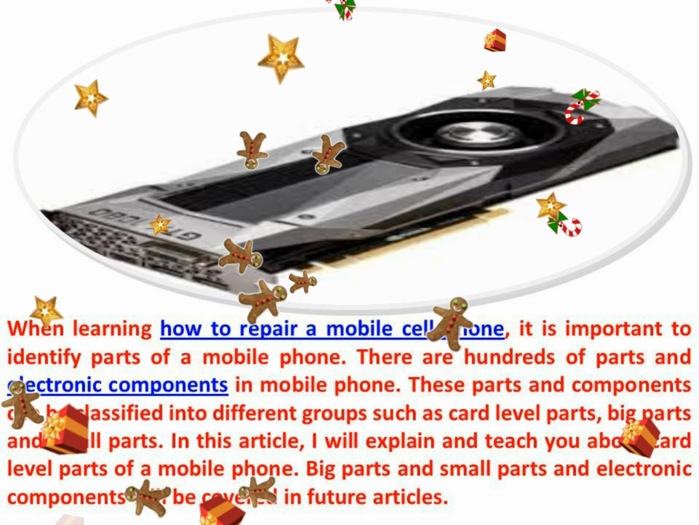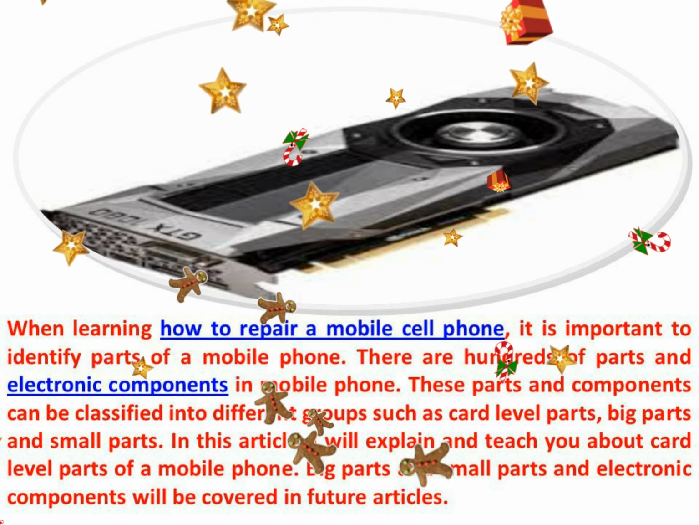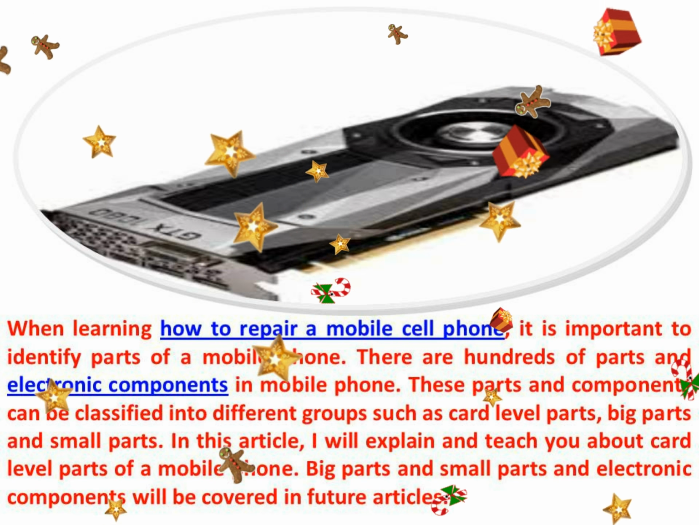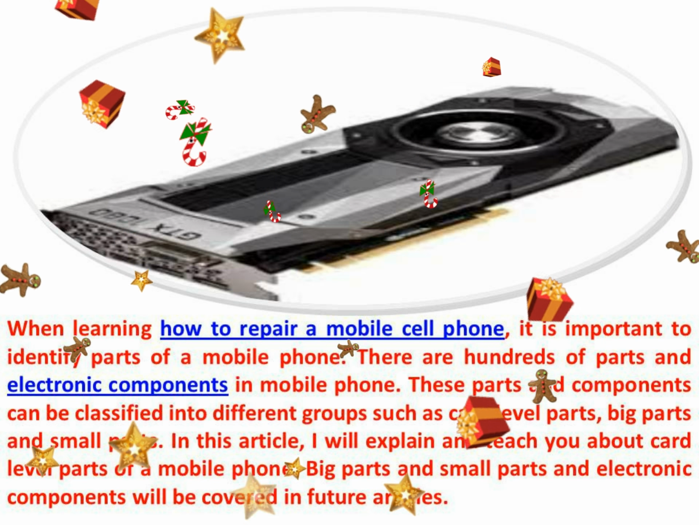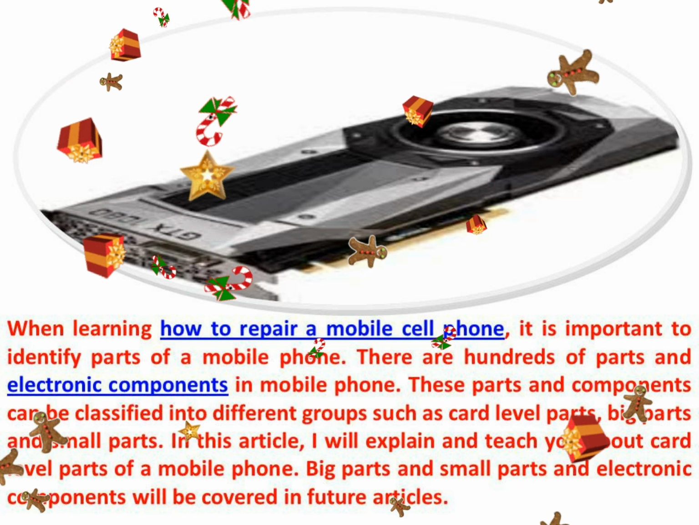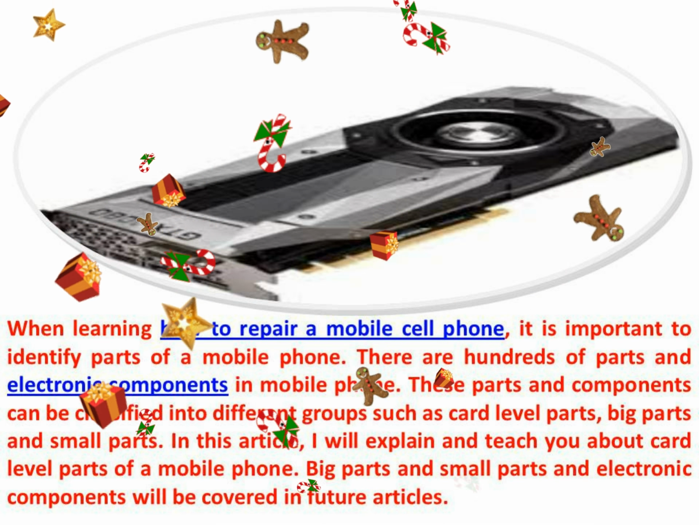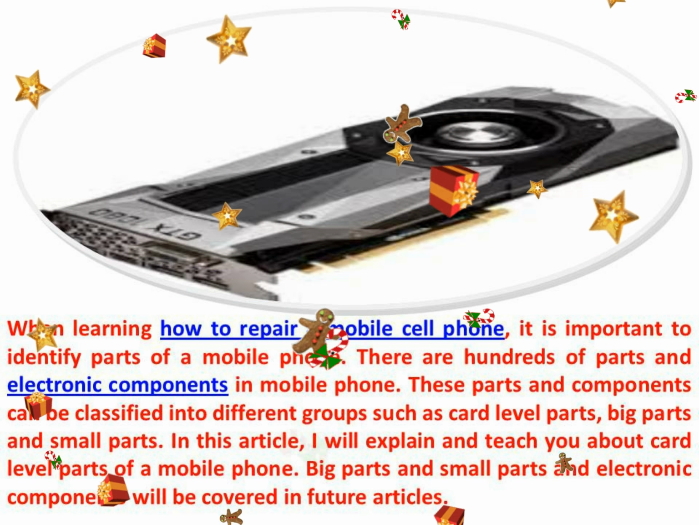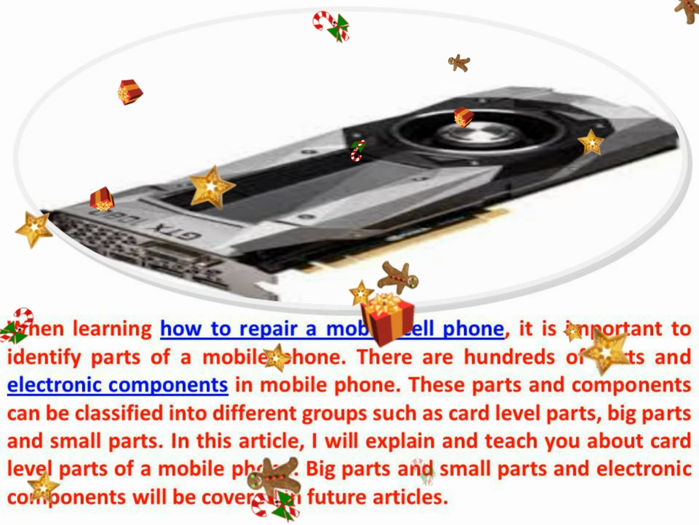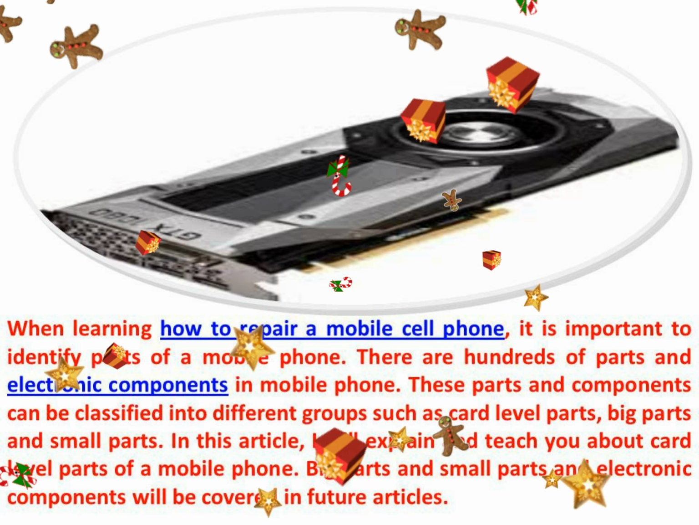Microphone. It is also called mic in short. It transmits the sound of the speaker during a phone call. It also helps to record sound in a mobile phone. In other words, the microphone is a sound input device. Vibrator. It is also called motor. It creates vibration in a cell phone when vibration mode setting is turned on.